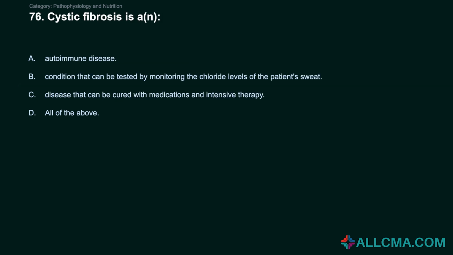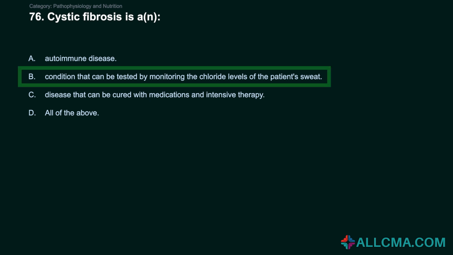76. Cystic fibrosis is an A. Autoimmune disease. B. A condition that can be tested by monitoring the chloride levels of the patient's sweat. C. Disease that can be cured with medications and intensive therapy. D. All of the above. Correct answer, B. A condition that can be tested by monitoring the chloride levels of the patient's sweat.